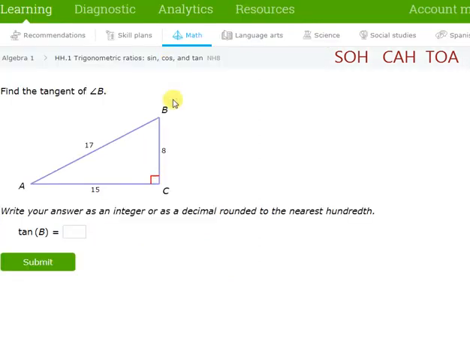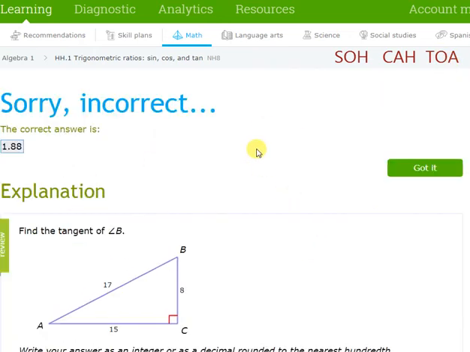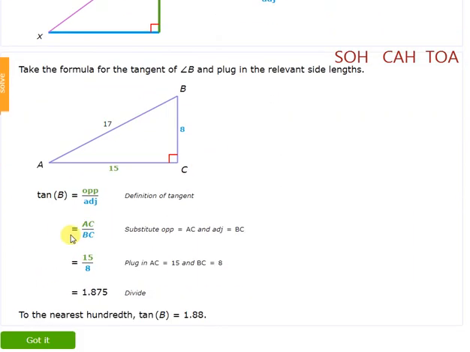Okay. Now the third ratio question: they're asking to find the tangent of angle B. So this is angle B, and according to this ratio, what is tangent? TOA. That means tangent equals opposite over adjacent. So let's give the wrong answer first. You can see that tangent equals opposite over adjacent, TOA, right?